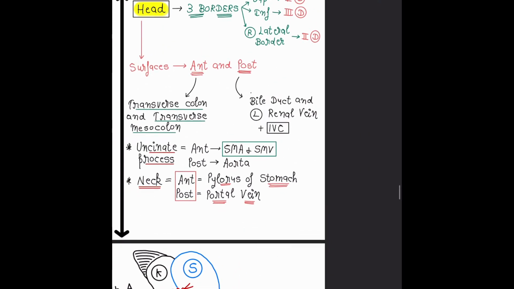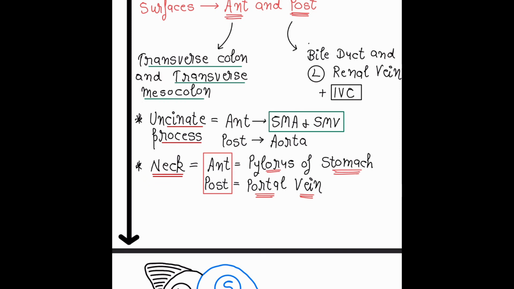Okay, so for the sake of remembering, on the anterior side we have the superior mesenteric artery along with the superior mesenteric vein, of course, and on the posterior side we have the aorta.